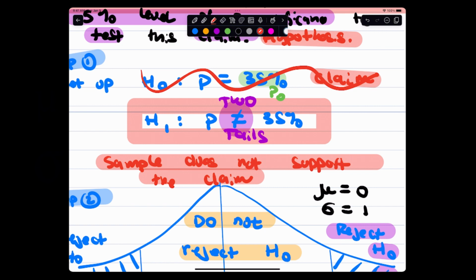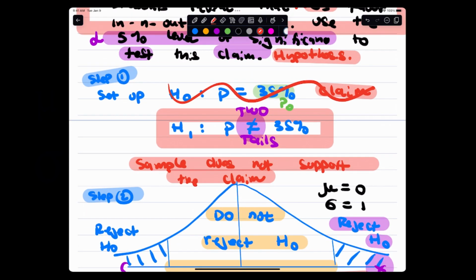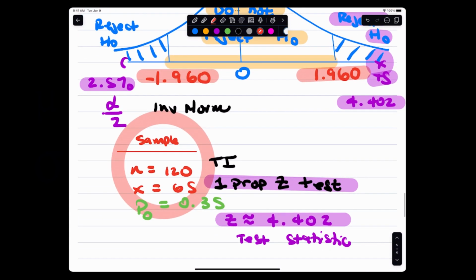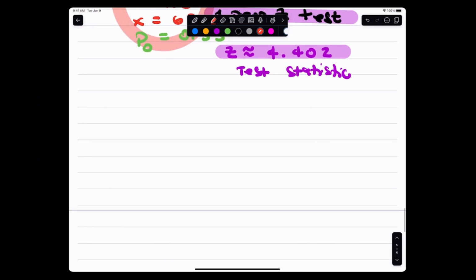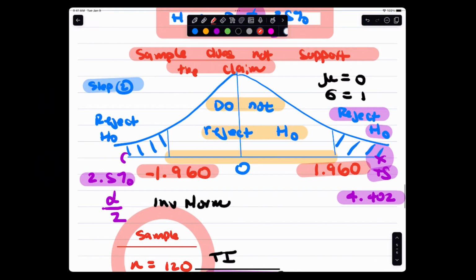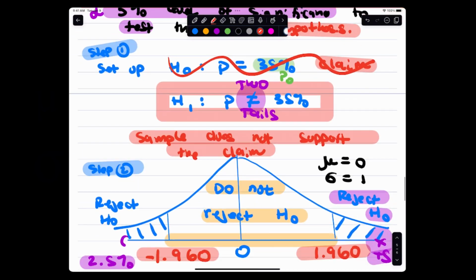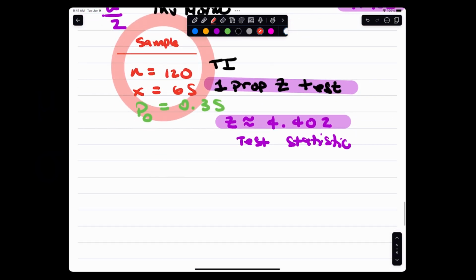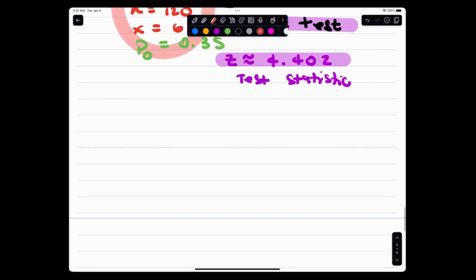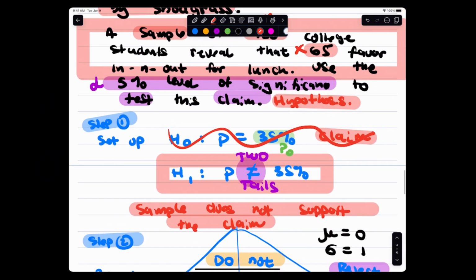Sample does not support the claim. There you guys go. Easy peasy lemon squeezy. Wow. First example is long always, but you have to get used to this procedure. It'll get shorter, and you go, okay, I think I kind of like this. But this is a very formal method. This is what's called the scientific method.